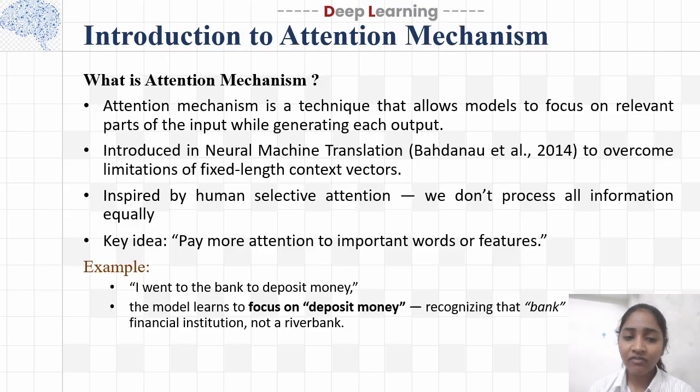Example, I went to the bank to deposit money. The model learns to focus on deposit money, recognizing that bank is a financial institution, not a river bank. So the word bank has two meanings, but according to context it will understand that it's a financial institution which deposits money. It's inspired by human selective attention, because whenever we read something we don't process all the information, we just focus on important information.